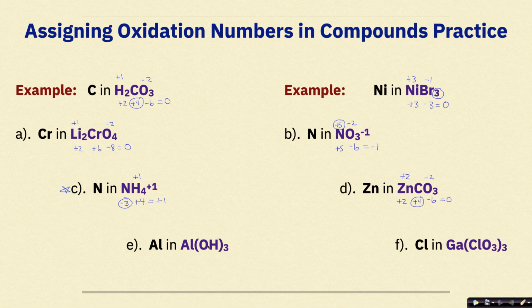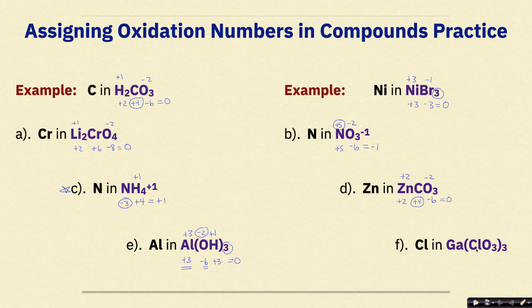Al in Al(OH)3. This 3 gets crisscrossed back to Al, so that's going to be plus 3. The whole thing is going to be equal to 0. Hydrogen has to be plus 1 because it's not with a metal. So 1 times 3 gives me plus 3, which means this has to be negative 6. So negative 2, which makes sense for oxygen, times 3 gives me negative 6. So the oxidation number for aluminum in Al(OH)3 is going to be plus 3.